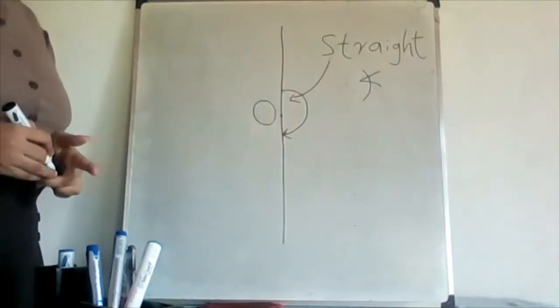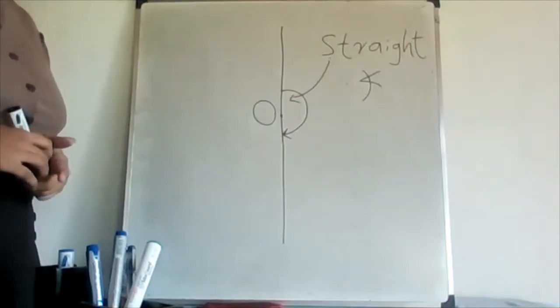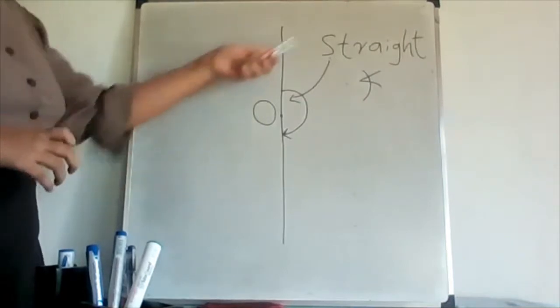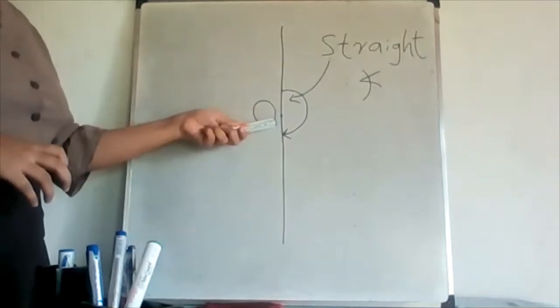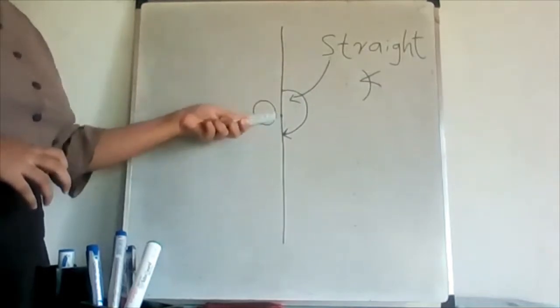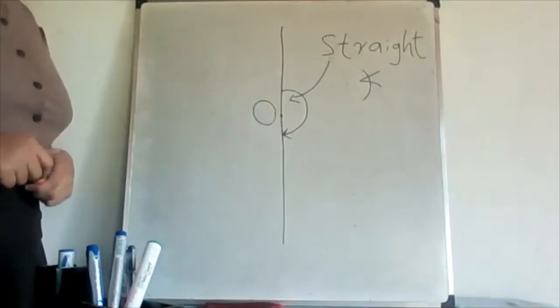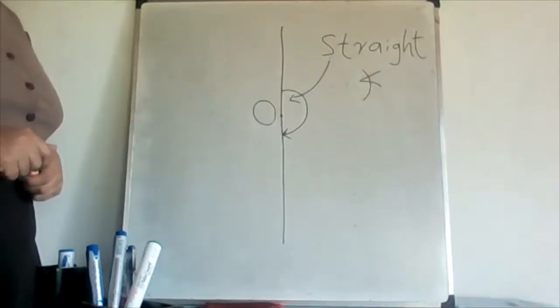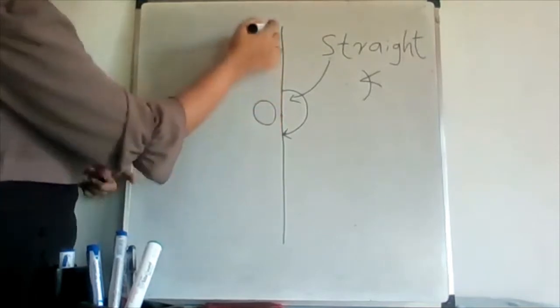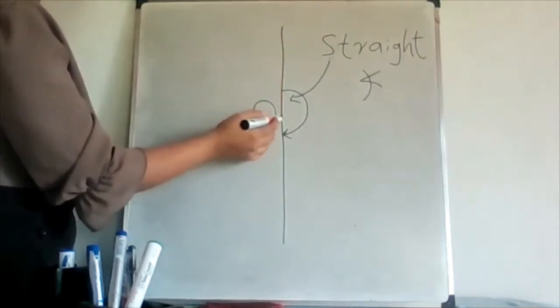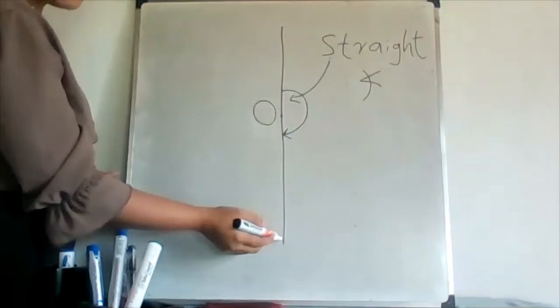And an angle always has a vertex. In this straight angle, the vertex is O, and an angle always has two arms. This one is one arm of this straight angle and this one is the next arm of this straight angle.